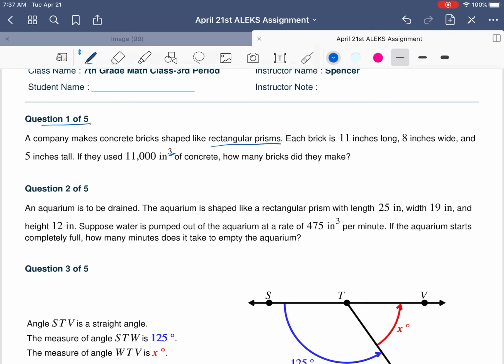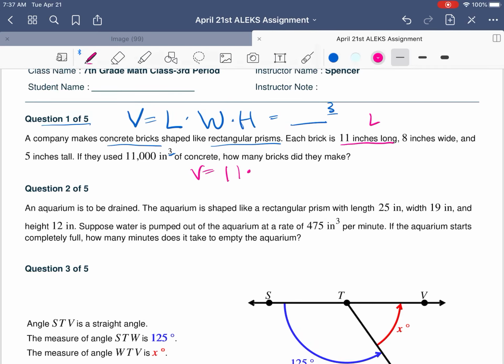So remember the formula for volume is volume equals length times width times height. And then whatever the answer is, it's usually in whatever the unit is cubed. So we'll work on that first. We need to find the volume of these concrete bricks that are shaped like rectangular prisms. We can see that the length is 11. That one's the length because it says long.